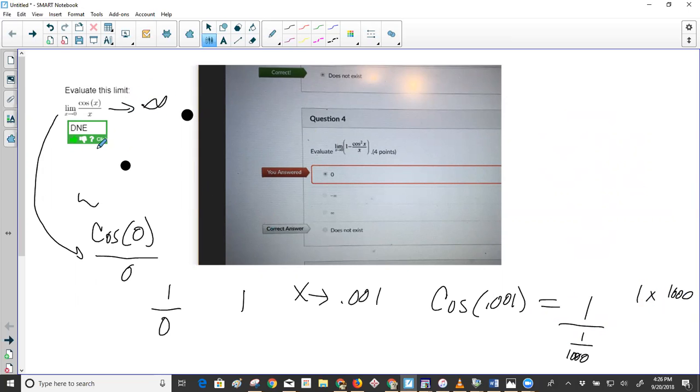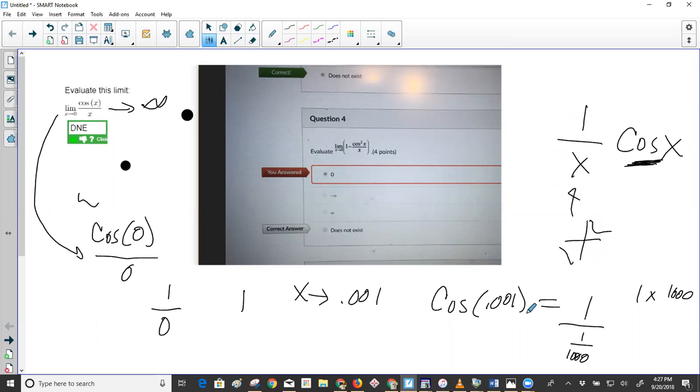So that's why in this situation, they're saying it doesn't exist. Of course, this is kind of like the reciprocal function. If you think about cosine x over x, that's the same as 1 over x times cosine x. And that's just a reciprocal function with heads in opposite directions as you approach 0. And the cosine is approaching 1.